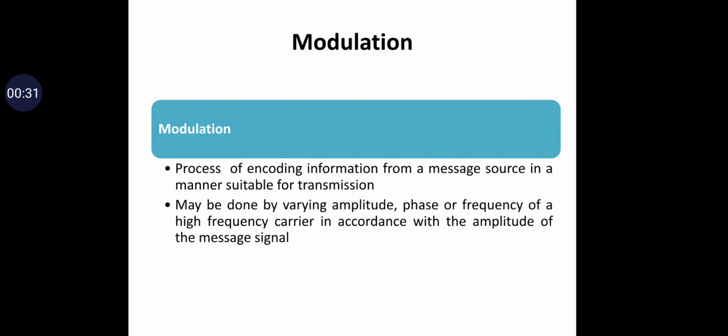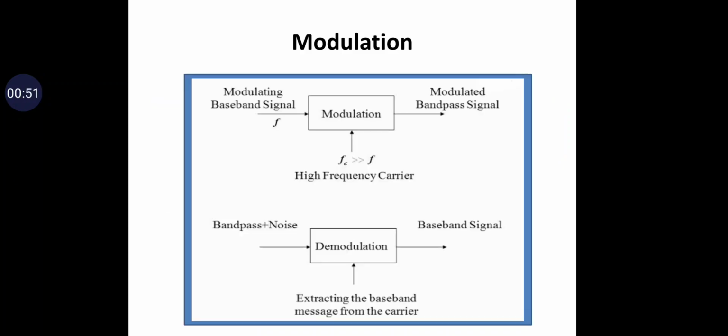We know modulation is the process of encoding information from a message source in a manner suitable for transmission. Modulation may be done by varying amplitude, phase or frequency of a high frequency carrier in accordance with the amplitude of the message signal. These are the block diagrams of modulation and demodulation techniques.